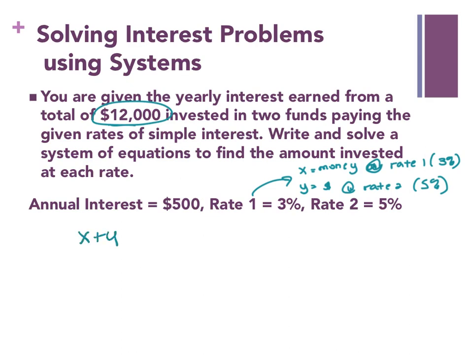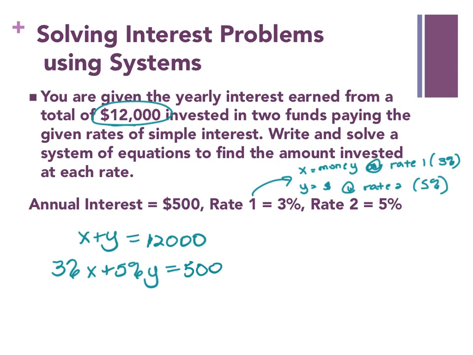X plus Y equals 12,000. It's how much money was put in those accounts. Now the second equation is going to come from the interest. So what's the rate of interest for every dollar put into the X account? 3%, right? So I would say 3% times X plus every dollar is earning 5% in that second account. 5% times Y equals, what's the total amount of interest that's earned? 500.